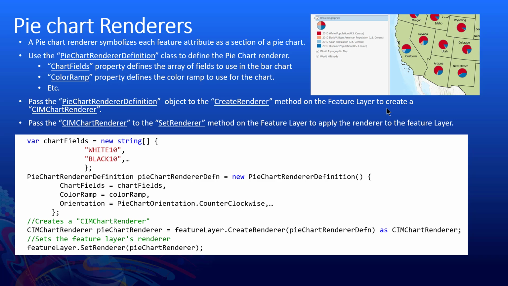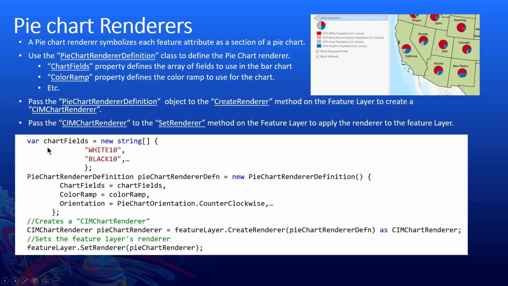A pie chart renderer symbolizes each feature attribute as a section of a pie chart. A pie chart renderer definition is used to configure the pie chart renderer. The process is very similar to the two chart renderers we just saw. Let us step through the code snippet in this slide for the pie chart renderer.